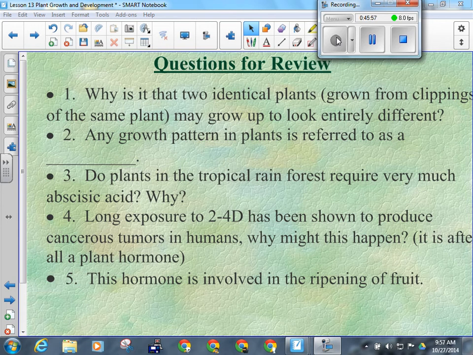Ethylene. Okay, now, so we've seen that getting too many hormones can be bad for a plant. Can getting too many of animal hormones be bad for an animal? Let's say a person. Yeah, okay.